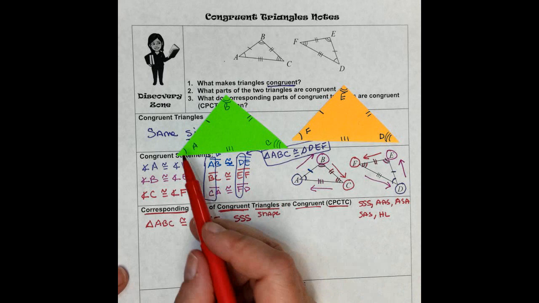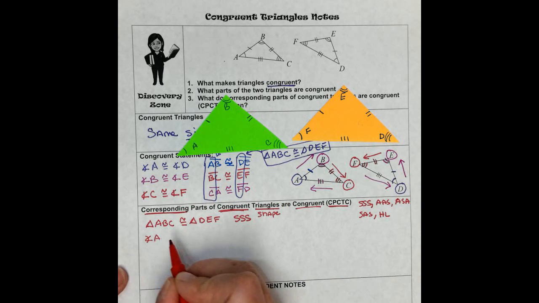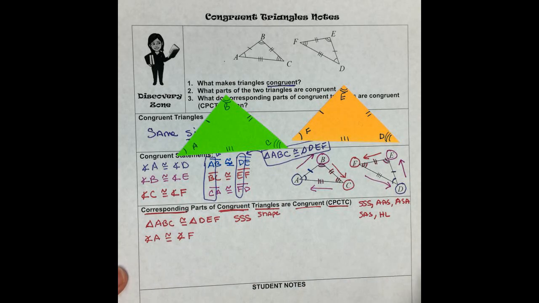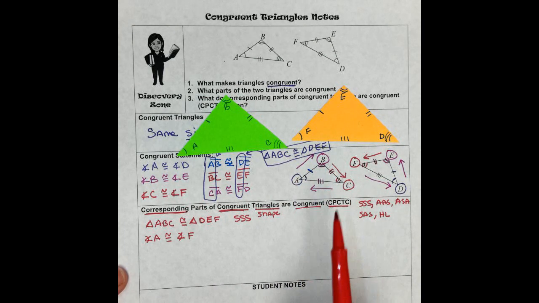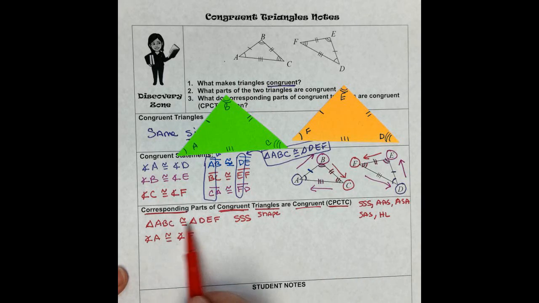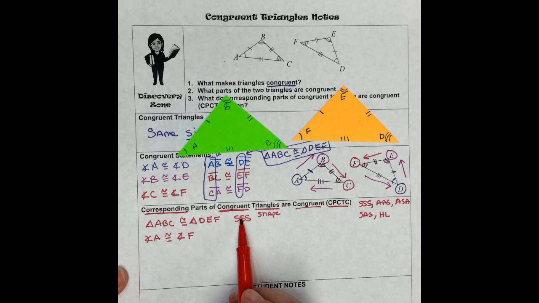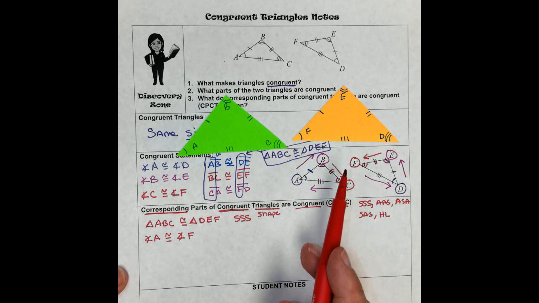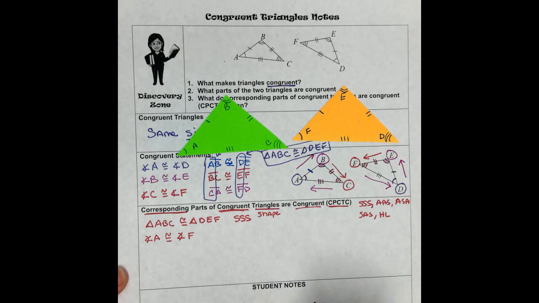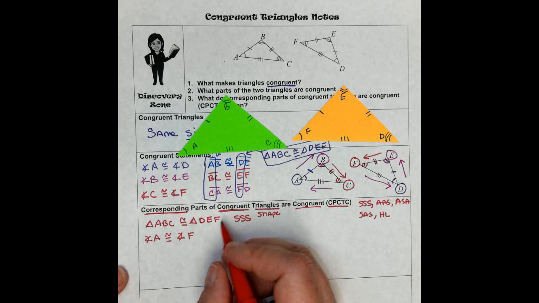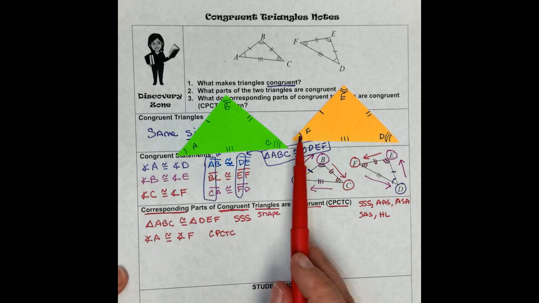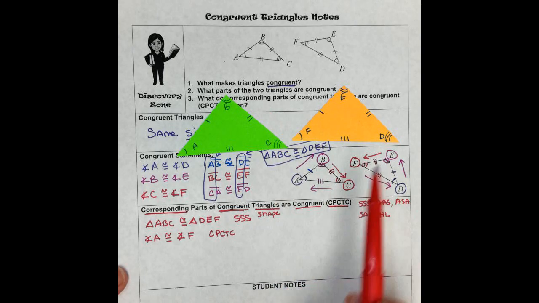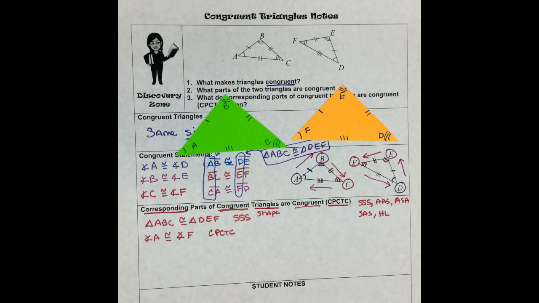So now I can claim that angle A is congruent to angle F. And I can claim that because those are corresponding parts of different triangles. Since I've proven that the triangles are congruent through one of my theorems, I now can prove or say that any corresponding part is congruent. So I can claim this, but then I'm going to use CPCTC, because corresponding parts of congruent triangles are congruent. All right, that's it.